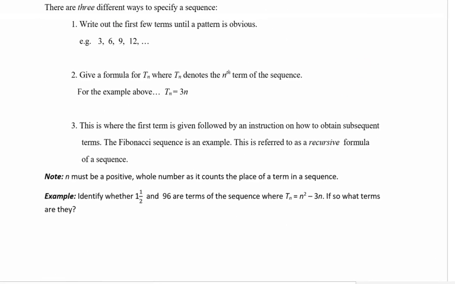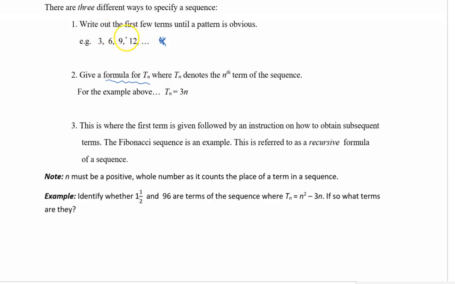There are 3 different ways to specify it, how we could write it out. So you could simply write out the terms. Write out the first few terms, and if it's infinite, complete it with dots. You could give the formula for Tn, and Tn denotes the nth term. For example, if we look at this one here, we could say we've got a series where each term is 3 times n. So T1 is 3 times 1 and T2 is 3 times 2, which you can see works.